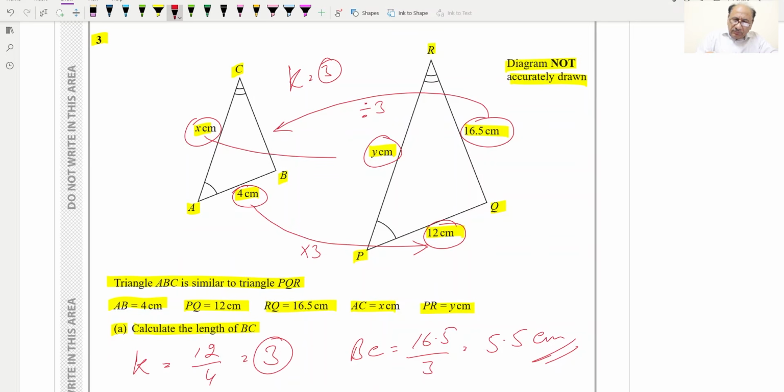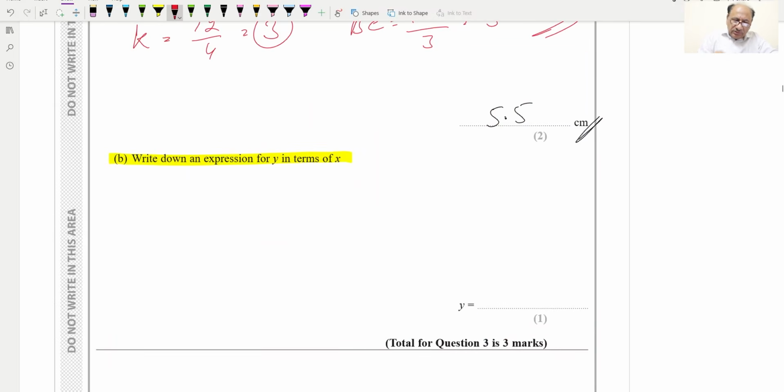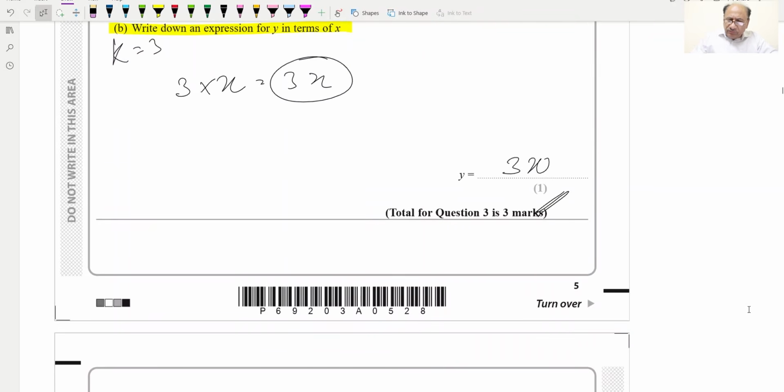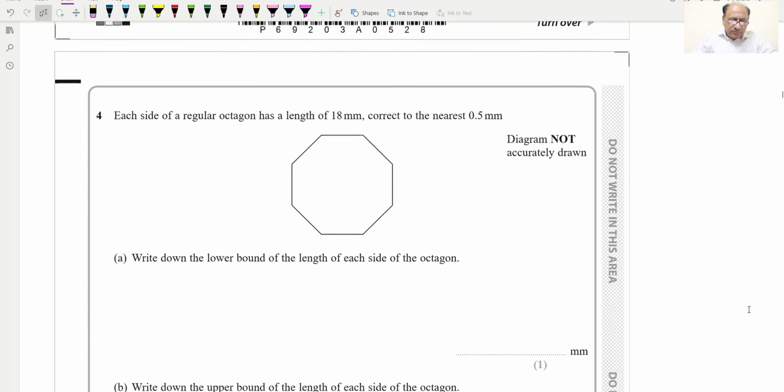So x will be multiplied by 3 to get y. So x multiplied by 3 will be 3x. So our answer will be 3x, which we can provide over here. This is a 1 mark question. So we can write 3 into x is equal to 3x, and this will be the answer, because the k value is 3. I've explained everything. There's no working required for this part, but I've just written it for your explanation.